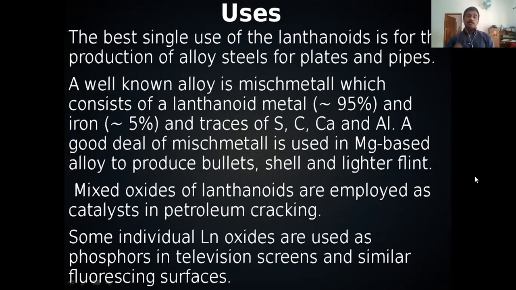And one of the important uses of mish metal is in magnesium-based alloy to produce bullets, shells, and lighter flint. Mixed oxides of lanthanoids are employed as catalysts in petroleum cracking. Then some individual lanthanoids can be used as phosphors in television screens. Phosphors. You may have heard about phosphorescence. Phosphors in television screens.